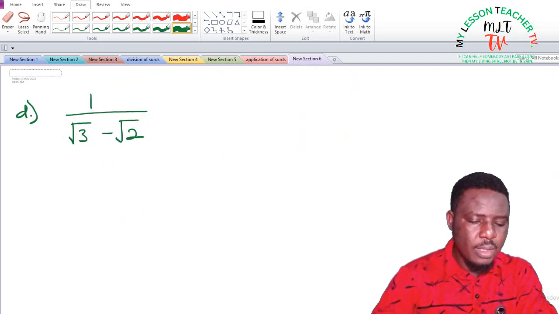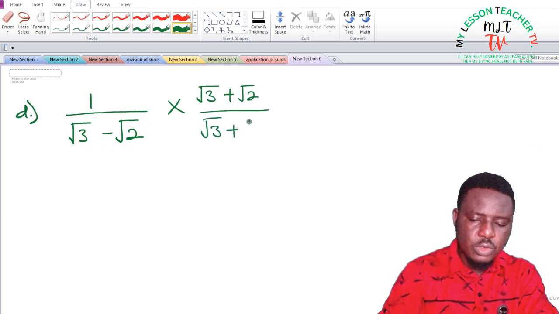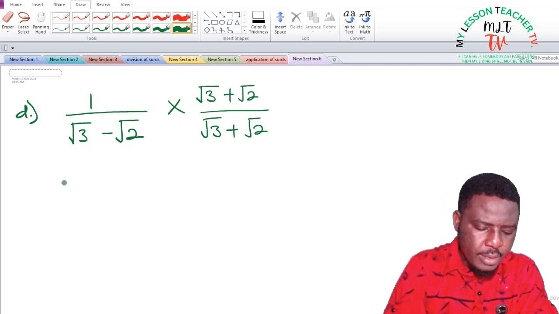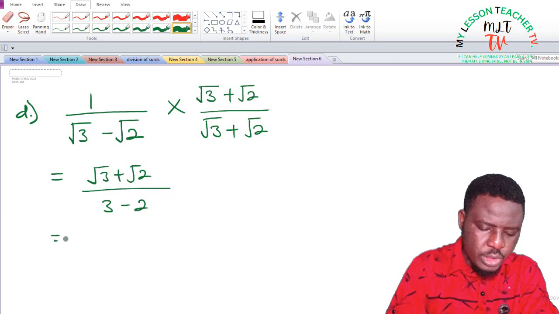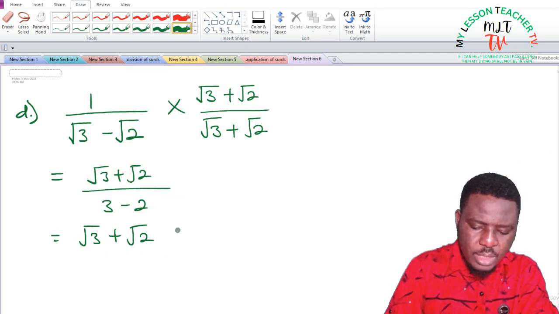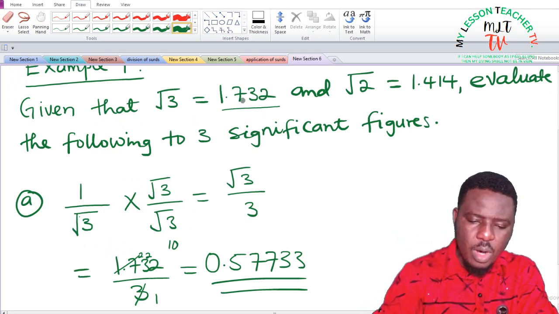D, 1 divided by root 3 minus root 2. So we are going to multiply both the numerator and denominator by the conjugate of root 3 minus root 2. That is to say, root 3 plus root 2 divided by root 3 plus root 2. So when you multiply, this is going to be root 3 plus root 2 divided by 3 minus 2, which is equal to root 3 plus root 2 divided by 1. And anything divided by 1 is said to be that number.